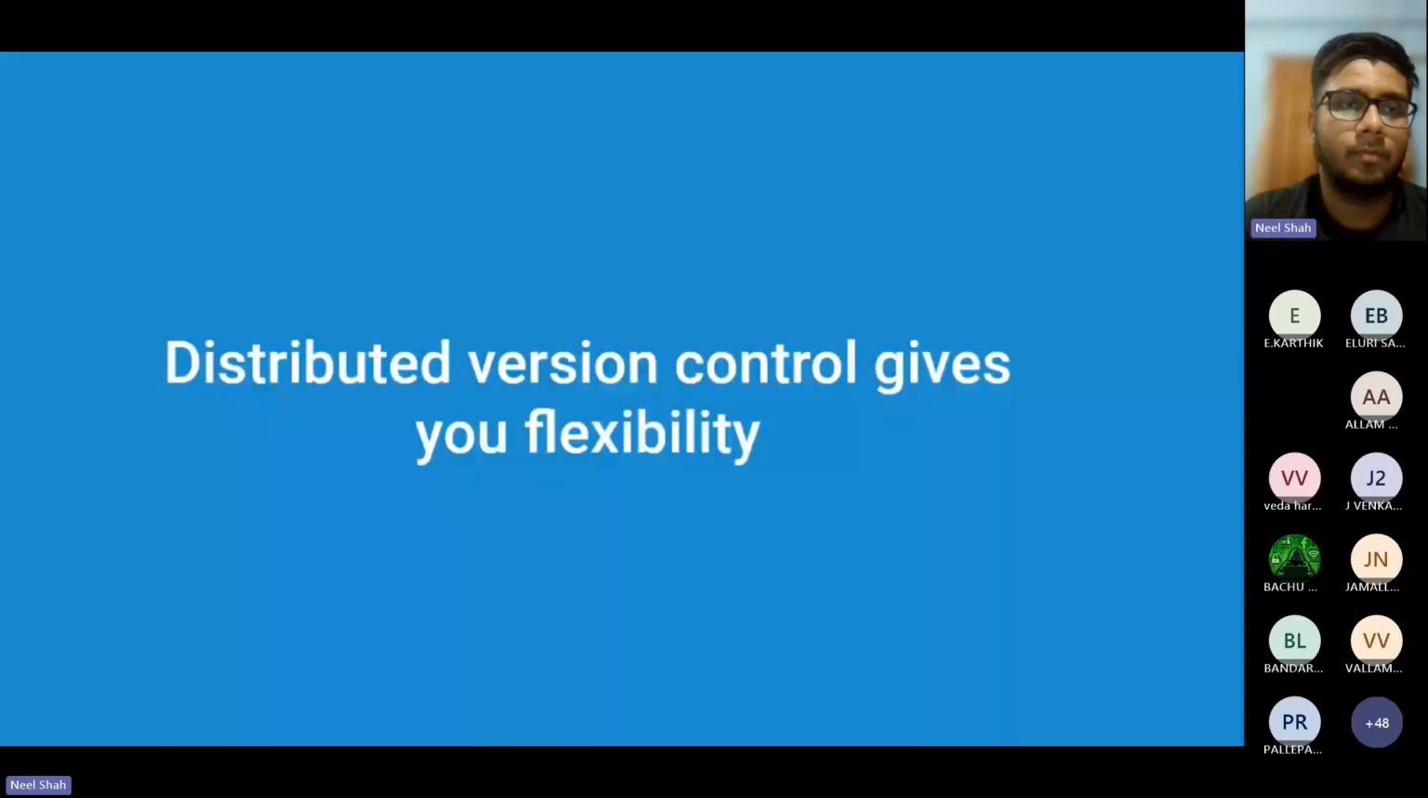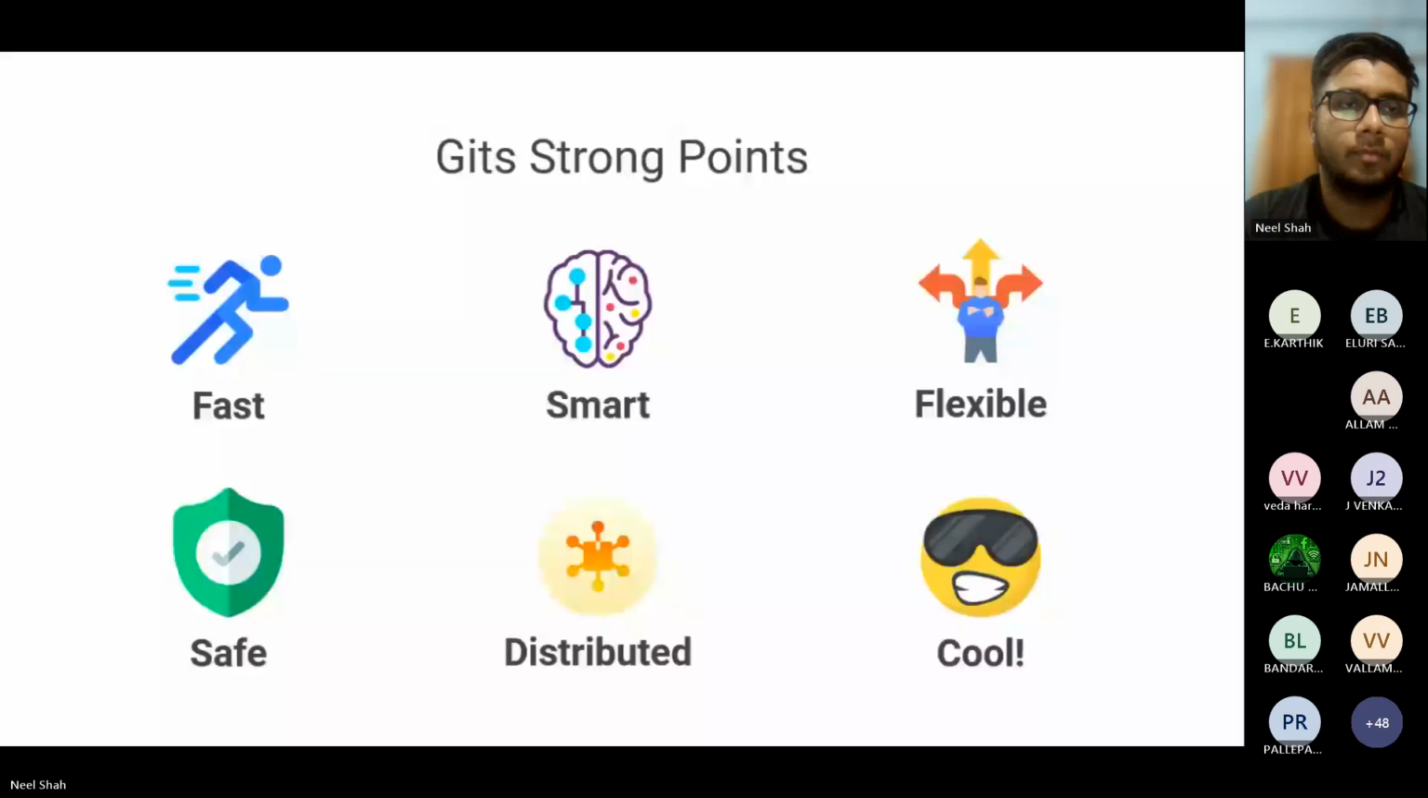Distributed version control gives you flexibility. Flexibility in the sense that it can help you find bugs, make some more features, scale your performance, and collaborate with many people around the globe. So these are the strong points which GitHub has.